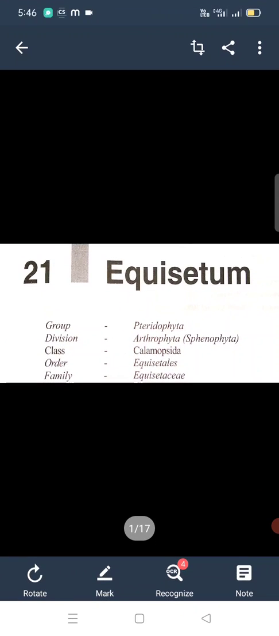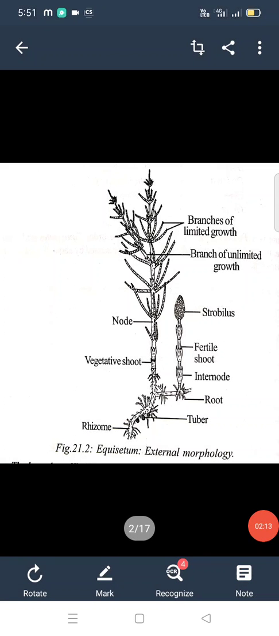Each node has a whorl of scaly leaves. The bases of the scaly leaves are joined at the node to form a sheath. The node develops branch buds, and the branch buds grow into underground tubers or aerial shoots. So from the branch buds there is a formation of underground tubers or aerial shoots. The aerial shoots grow above the ground.